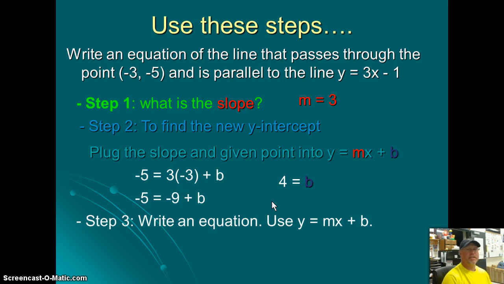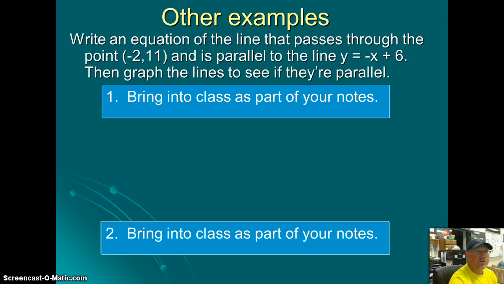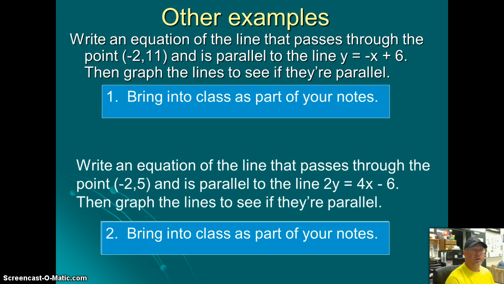When we put this back together and write the equation, remember that the slopes are the same. So our y equals 3x plus 4, because that's the new y-intercept that we found. Our slopes are identical. It's the y-intercepts that are different. So this would be the equation of the line that we're looking for. What I would like you to do is try these examples and bring these as a part of your notes. Your first equation is, and then your second example or question is.